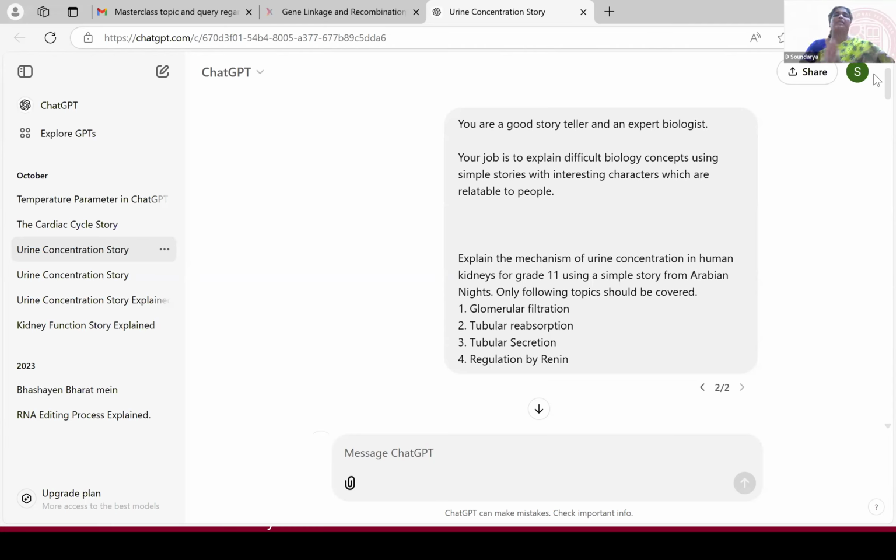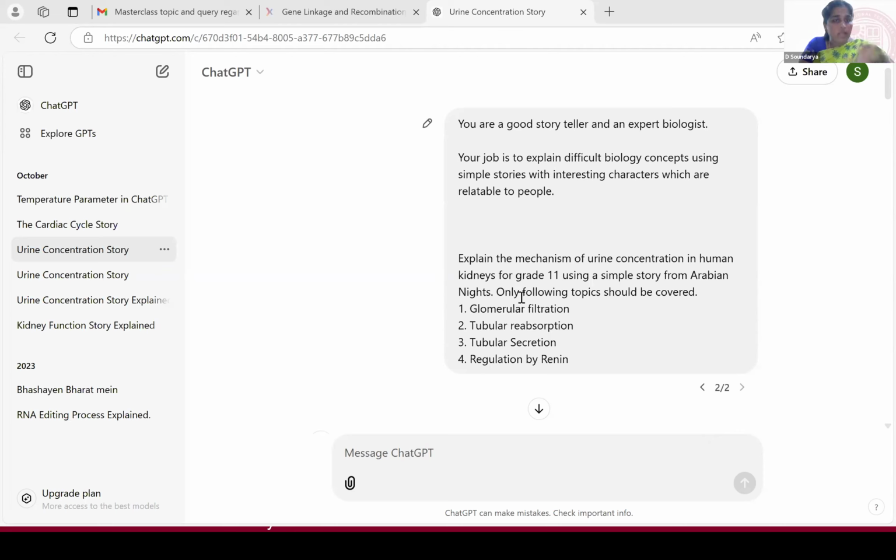So how can I make this process very, very easy? For this, we use something called a prompt. Now, what is a prompt? A prompt is a set of words that we design. Basically, we give an instruction to the AI platform about what we want it to give us back. In this case, I have told ChatGPT that you are a good storyteller. You are an expert biologist. Your job is to explain difficult biology concepts using stories.